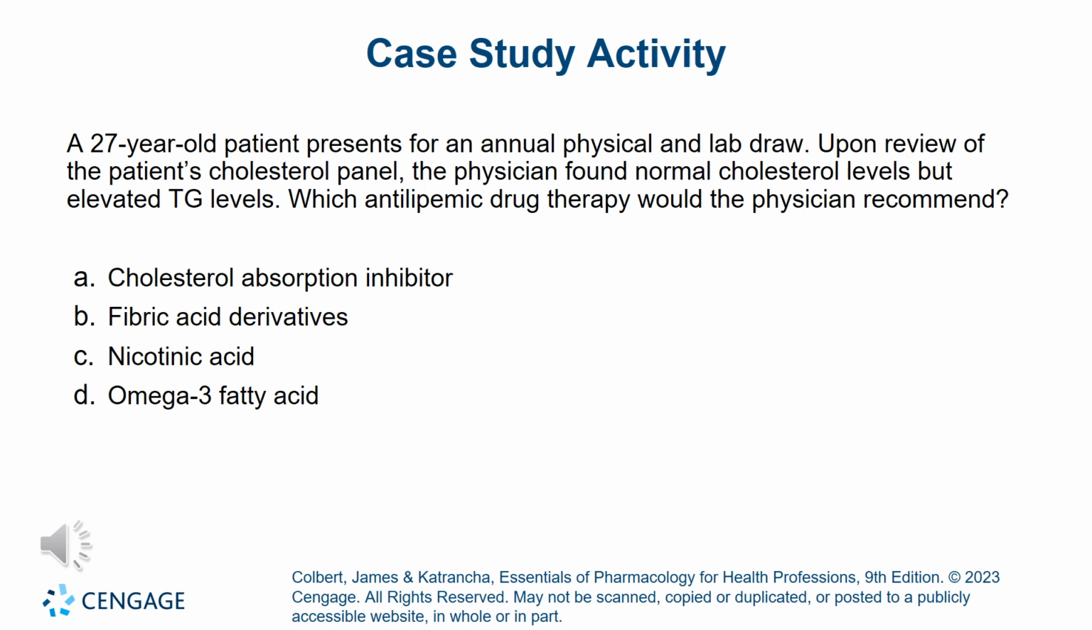Case study activity. You have a 27-year-old patient who presents for an annual physical and lab draw. Upon review of the patient's cholesterol panel, the physician found normal cholesterol levels but elevated TG or triglyceride levels. Which anti-lipemic drug therapy would the physician recommend? Review the choices, choose the best one, write it down, and the answer will be revealed in the next slide.